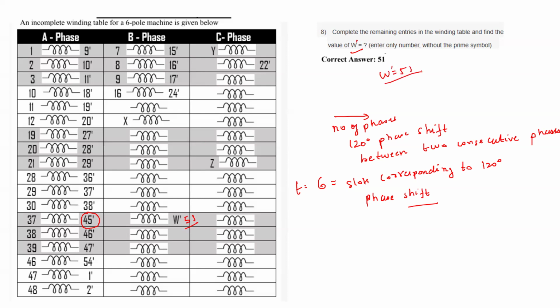Actually, they asked W only because we know that this is a double layer winding, right? For a double layer winding, the top one is called W, and the other they are calling W dash. So basically 51 and 51 dash. They are saying W, which is fine. This is not wrong. Because when you are entering numerical answer type questions, you can only enter numbers, right? That is why they are asking you to enter it without the prime symbol, without this dash symbol.